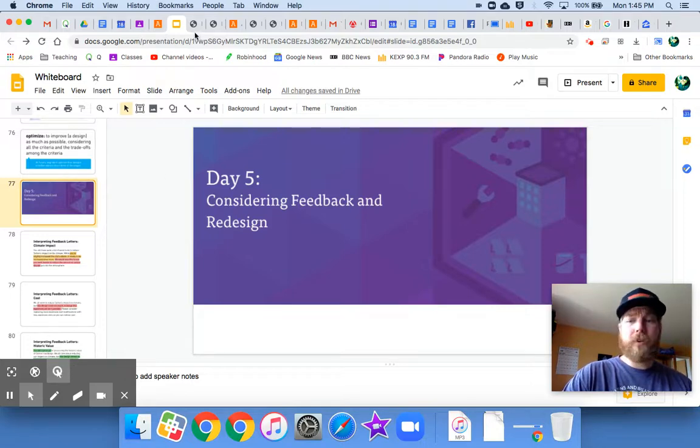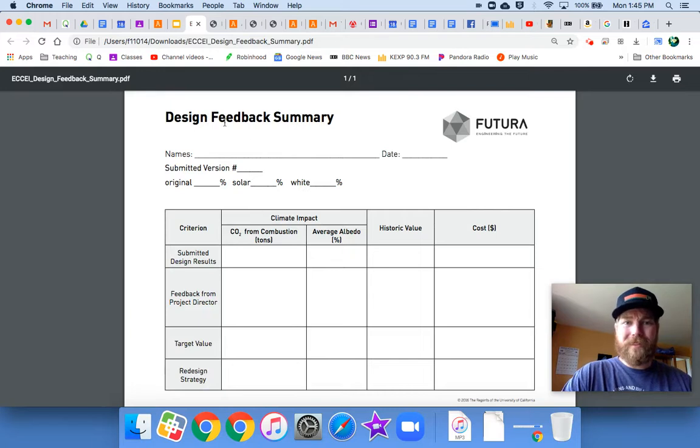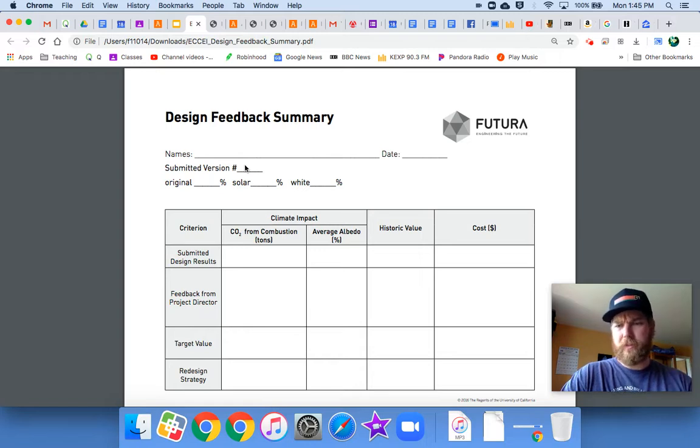Great. Hey, the next thing we're going to do, and I'm going to show you how to interpret some of that feedback. We're going to fill out this form, the design feedback summary. So you have some of this information already. You can put your name there, the date, your version number. That was just which test did you actually submit? Because I was hoping for 6. Which of those did you actually submit? And then the percent of roofs with each of these. The ones kept original, solar, and white. And then what were the numbers? What were all the numbers that you got from analyzing the results?